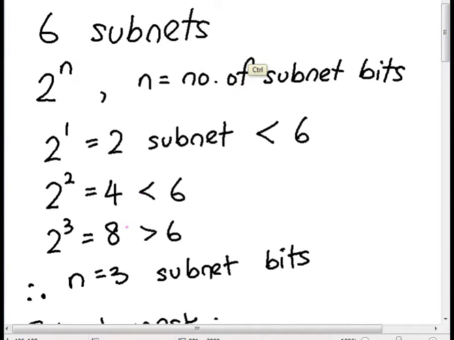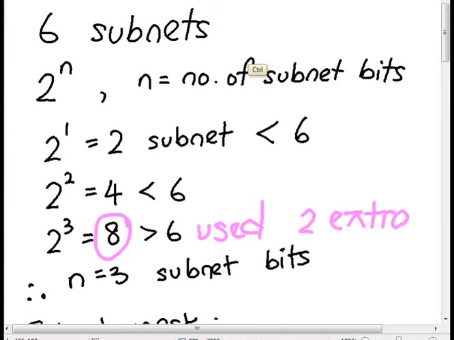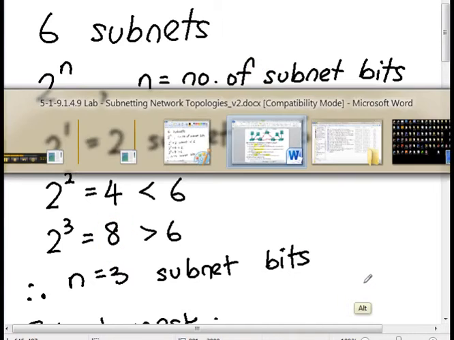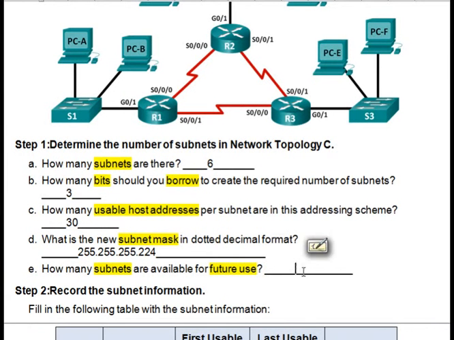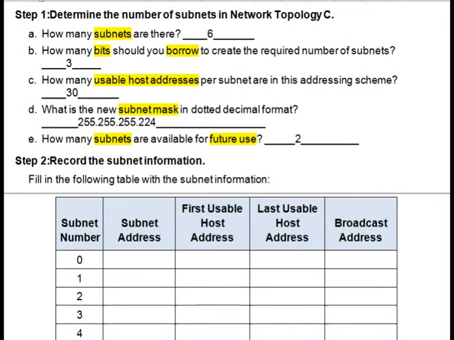Okay, so since we are planning for a total of 8 subnets, we are going to use only 6 subnets. So we actually have an extra 2 remaining networks that we are not going to use. So in this case, the answer is 2 for the last part. Future use, 2 subnets available. Okay, so given this information already, we can actually populate the addressing table over here.